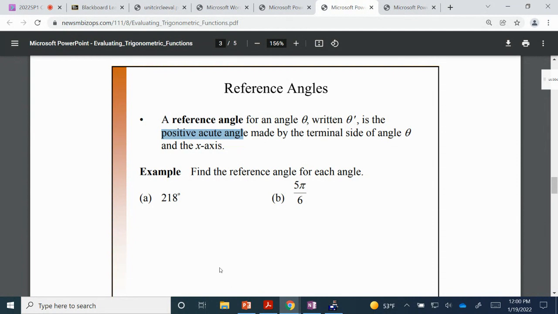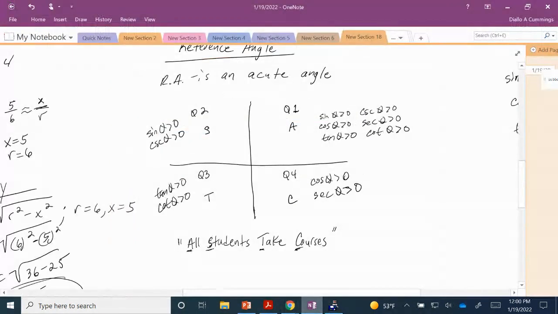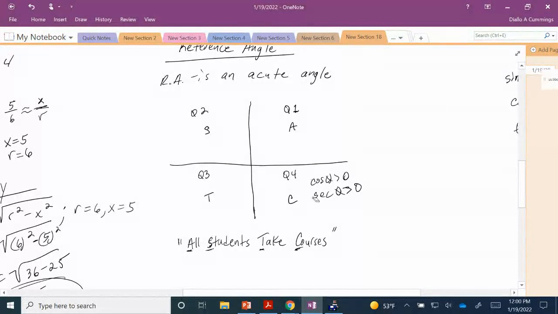So in order to do these, we're going to finish our reference angle chart. Okay, so in this reference angle chart, we have all students take courses. All right, so we know what the all students take courses alludes to, and I'm going to just kind of erase that out.